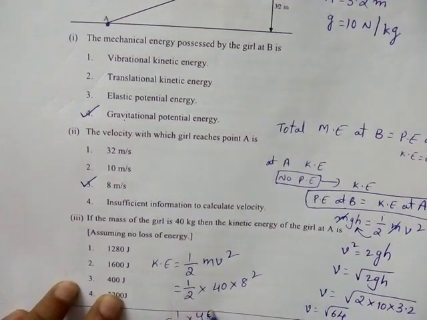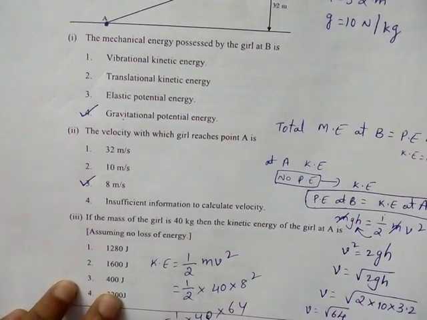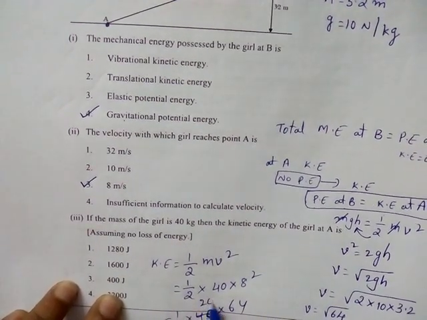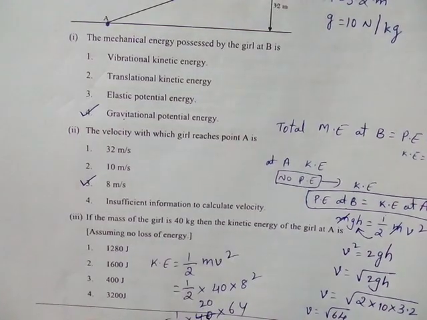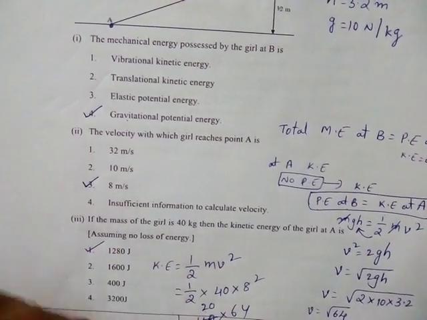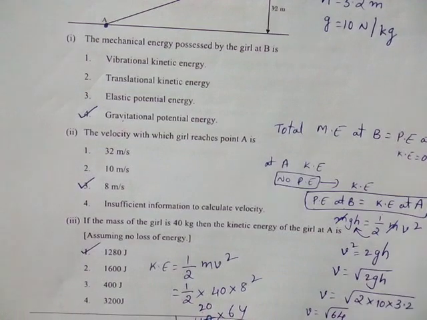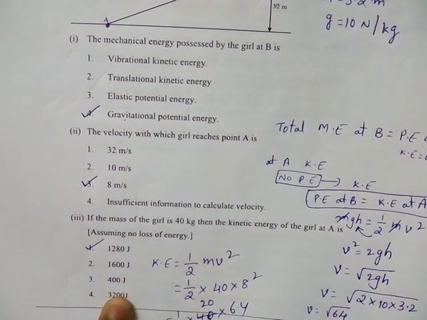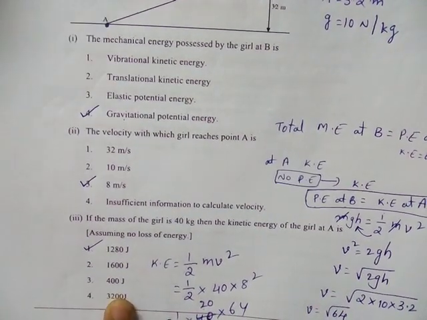Half into 40 into 64, 2 ones are 2, 20s. So 64 into 2, 128. So it becomes 1280 joule. So this is the kinetic energy possessed by the girl at point A.